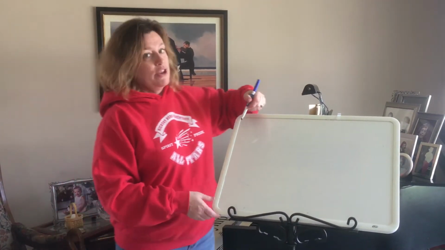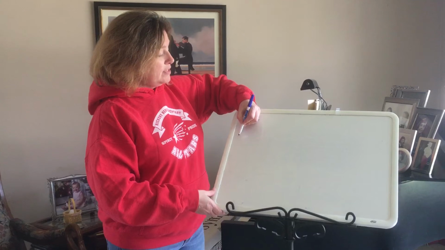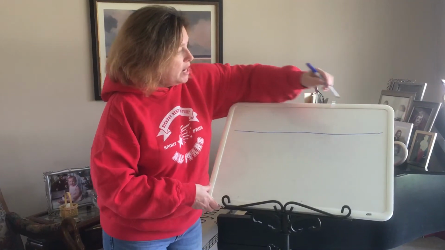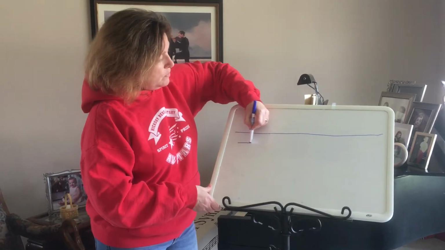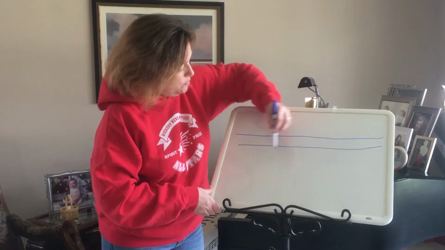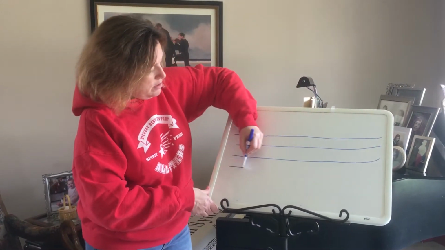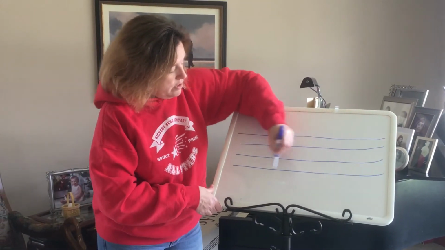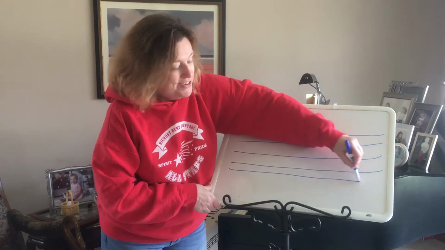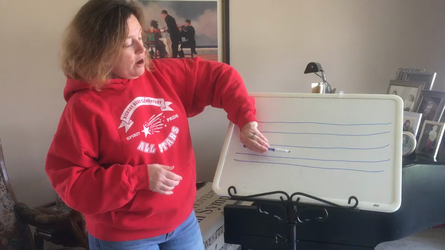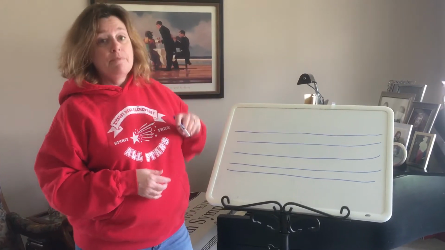So the first thing you should do is draw, and you already know, the 5 lines of the staff. This is what we write music on. 1, 2, 3, 4, and 5. And when we draw those 5 lines, we automatically get our 4 spaces in between.